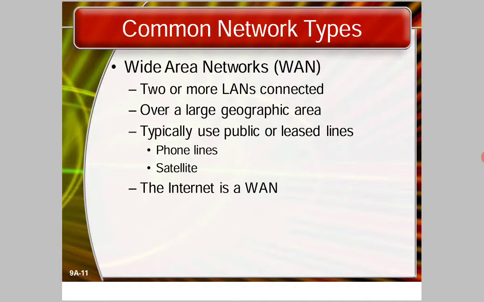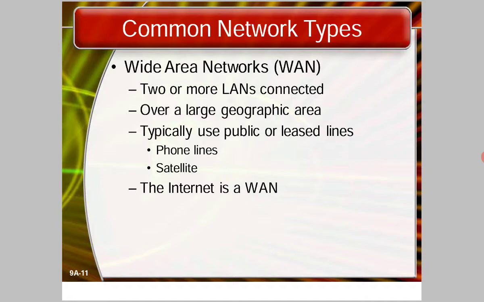The second type is wide area networks. A WAN means two or more LANs are connected over a large geographic range. It typically uses public or leased lines, phone lines or satellite lines. The internet is a WAN. So the second type is the WAN, a wide area network, where two or more LANs are connected to form a WAN over large geographic areas.